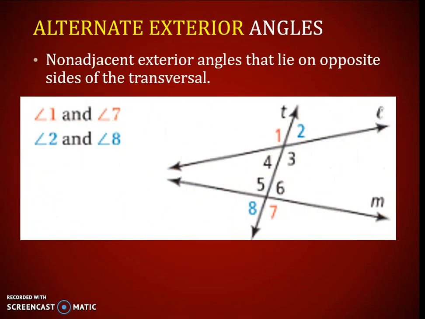So we're going to look at alternate exterior angles, non-adjacent exterior angles that lie on the opposite side of the transversal. So when we talk about exterior, we're talking about outside, 1 and 2 and 8 and 7. So 1 and 7 is alternate because they're like cross, like diagonal, like cross here. So 1 and 7, they're alternate exterior. And then 2 and 8, they're alternate exterior angles. So 1 and 7. 2 and 8.